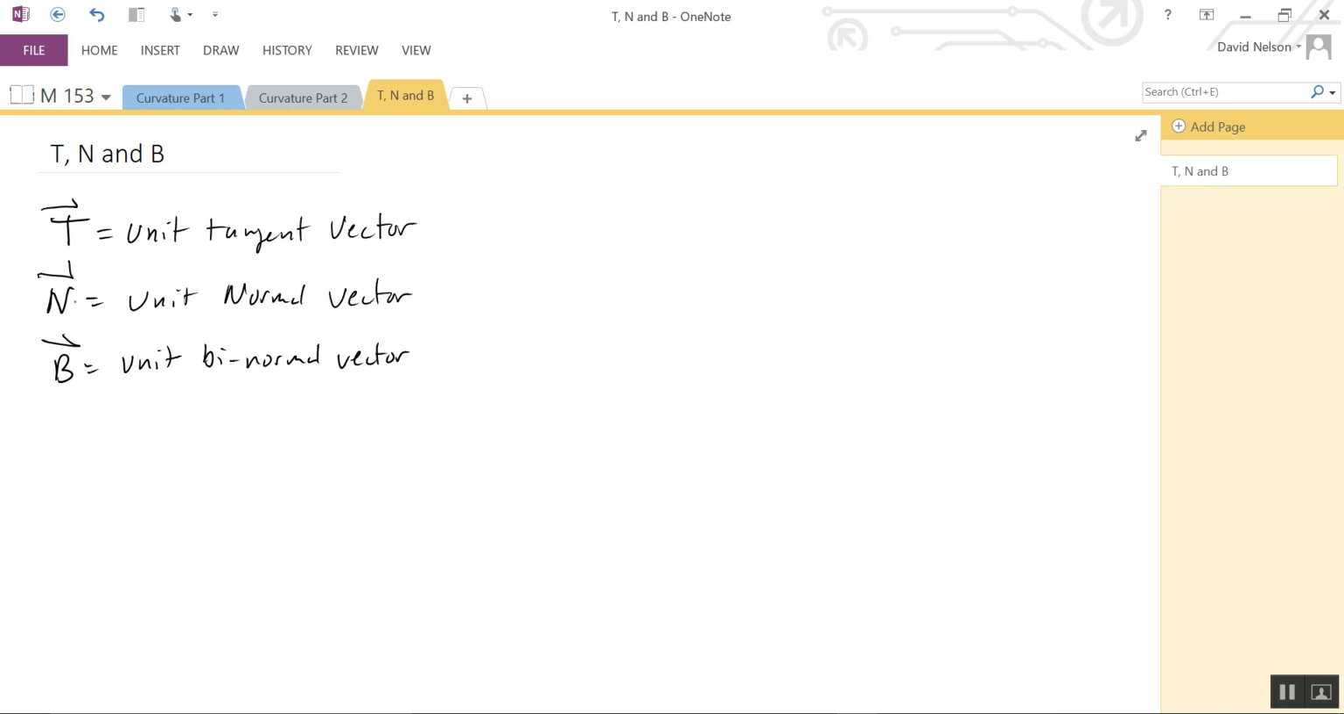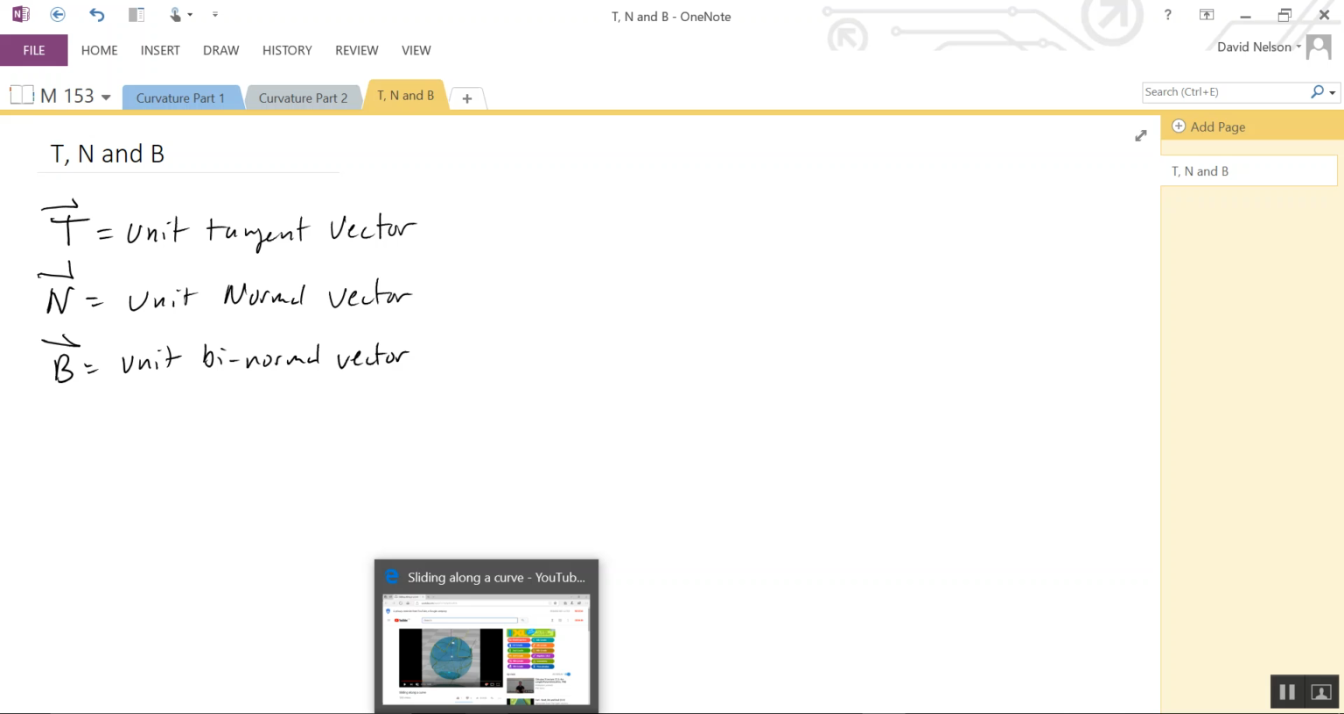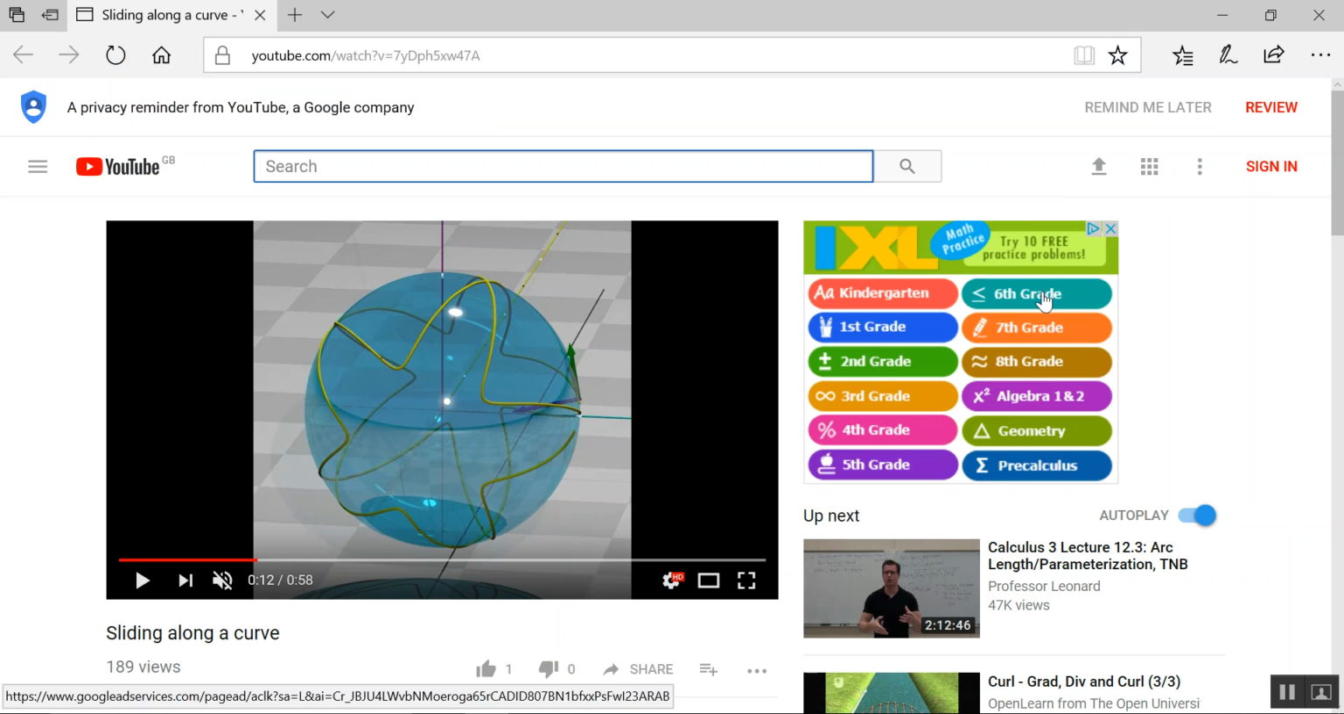What we're doing is we've got an object moving through space, and we want to create a coordinate system of 3 axes relative to the position of the object moving along the path. T is the unit tangent vector, N is the unit normal vector, and B is the unit binormal vector. And just to get an idea for what these are, here's a nice little YouTube clip animation that will show some of that.